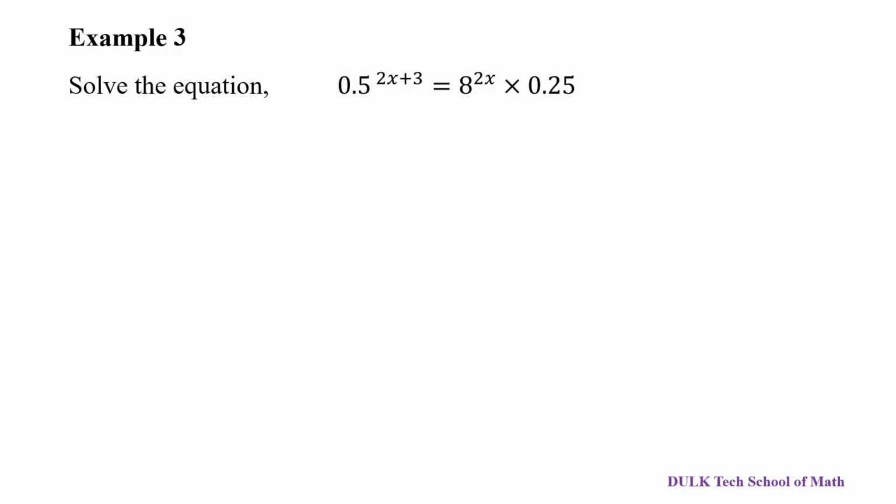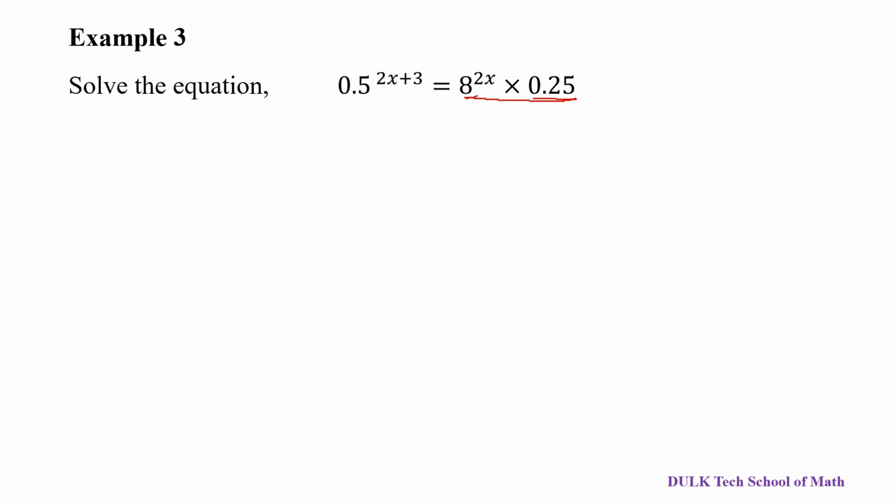Right, we have this one. As usual, we have to express the right hand side as a single fraction, sorry, as a single term, but at the same time expressing each term in terms of a common base. Right, we have 0.5, 0.25 and 8. If you look at these numbers, we can't easily express 0.5 in terms of 8.